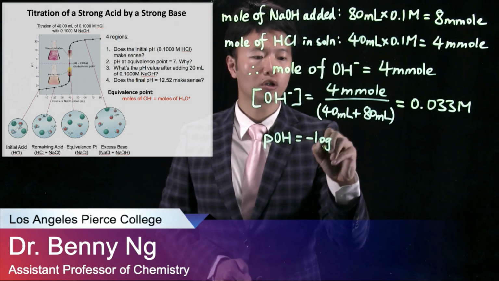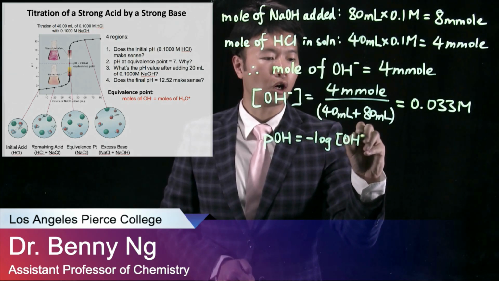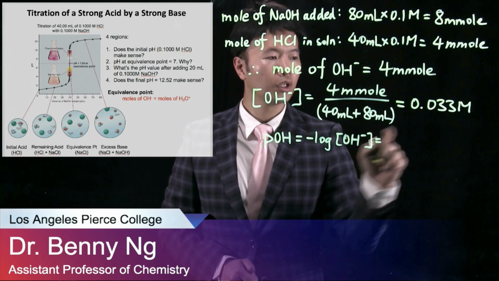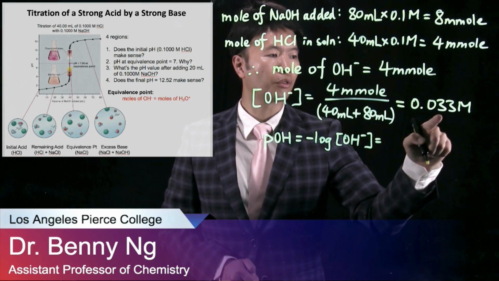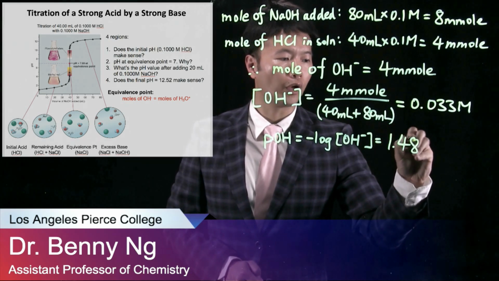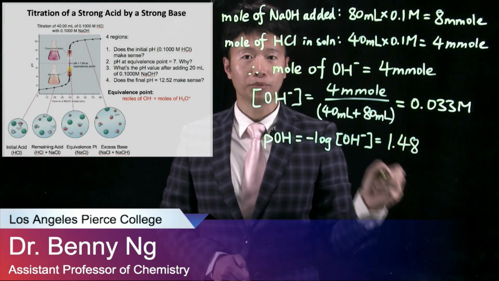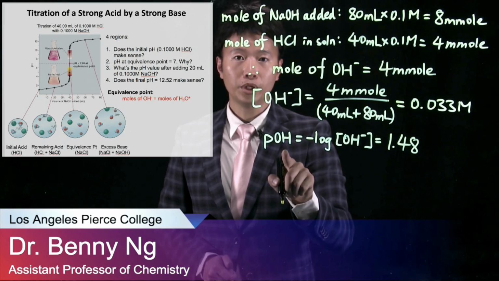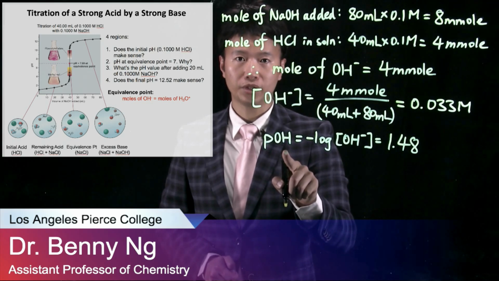Once I know the concentration of the hydroxide ion, I can calculate the pOH value, which is the negative log of the concentration of hydroxide ion. So I take the negative log of 0.033 molar, and that will give me 1.48. But we're not done yet. We're almost there because we know pOH value, but the question asks you the pH value.